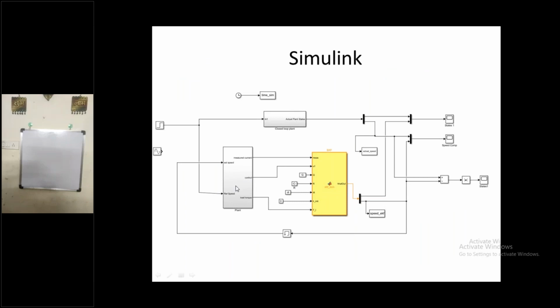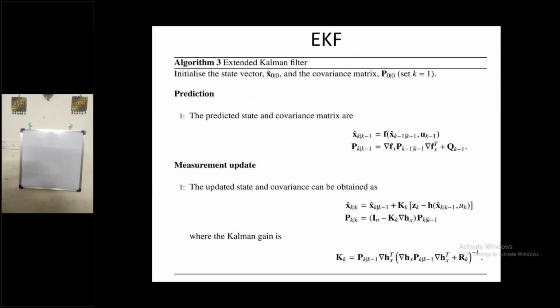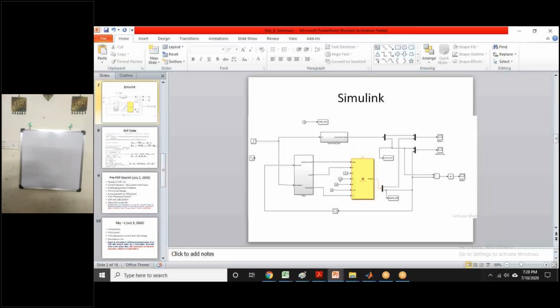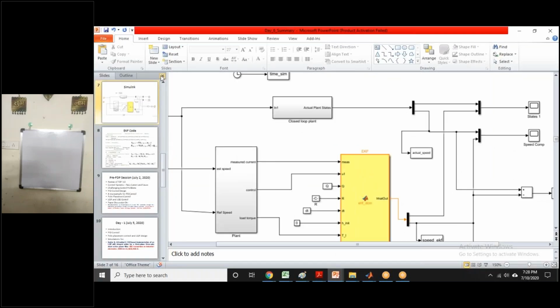So this is the plant, which I have considered a simple DC motor plant, which we have already seen. And this is the estimator, the Kalman filter estimator. So what is happening? This is a nonlinear plant. The measurement is going, only the measurement is going here. I will try to zoom, if I can. No, I cannot zoom. Okay, let me zoom in this way.